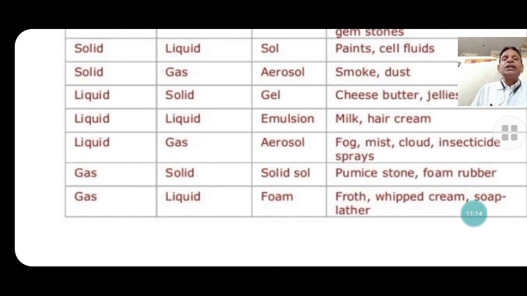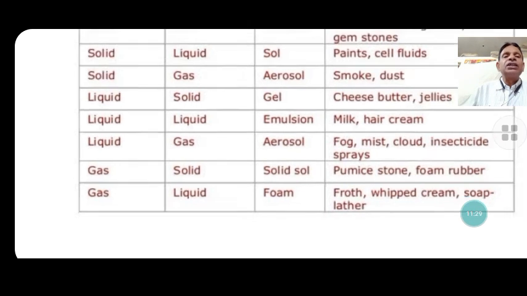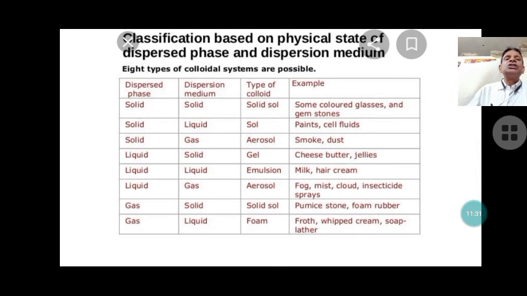Gas and liquid, that is foam. Examples are whipped cream and soap lather. These are gas dispersed in a liquid, that is the type of foam, called a colloid. These are the types of colloids on the basis of the physical state of the dispersed phase and the dispersing medium.